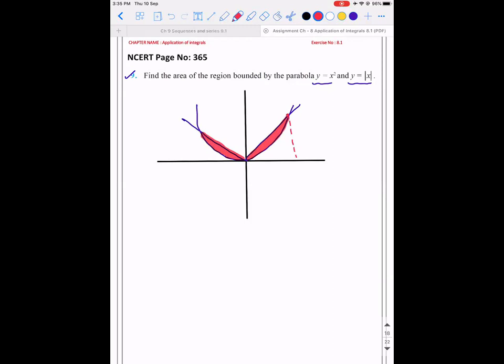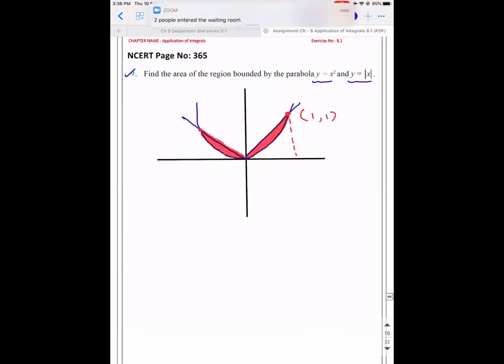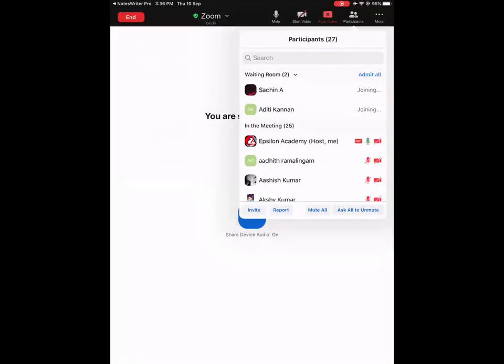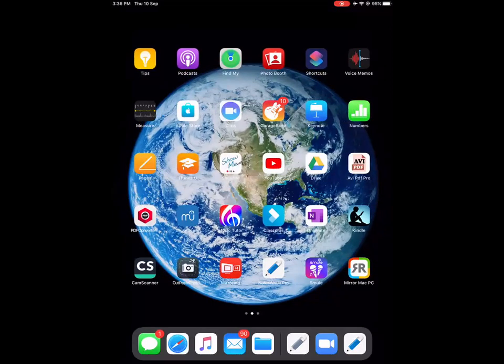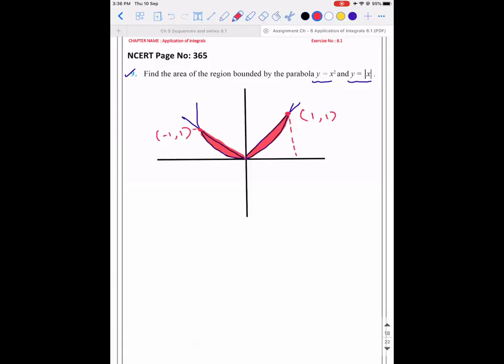When you drop a perpendicular, what is this point and what is this point? So this point will be 1, 1 and this will be minus 1, 1. Right. So how do you solve the problem? Once you take the area as A1, the total area will be 2 times A1. So how to write the equation for A1? A1 is equal to integral of 0 to 1.